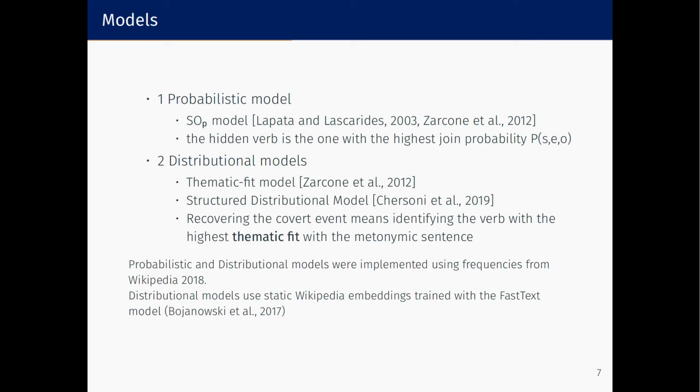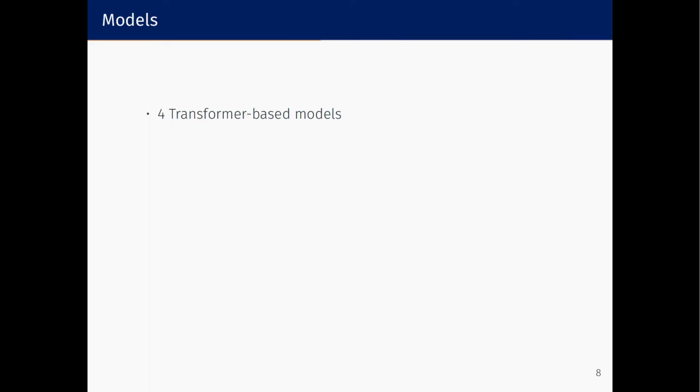As for the distributional models, they make use of static word embeddings, and they define the recovering of the covert event as identifying the verb with the highest thematic fit with a metonymic sentence. While the thematic fit model makes use of simple statistics extracted from the Wikipedia corpus, the structured distributional model represents sentence meaning with a combination of formal structures and distributional embeddings.